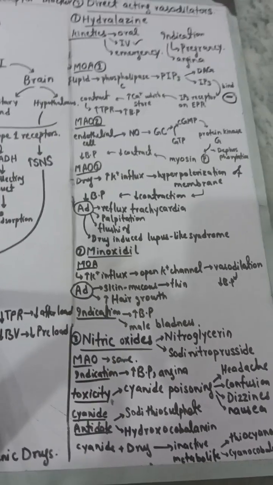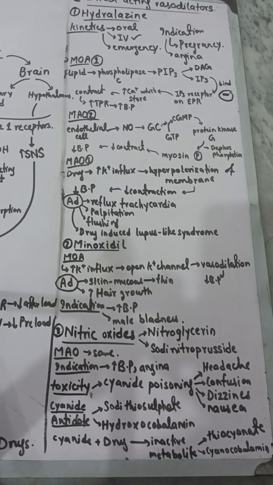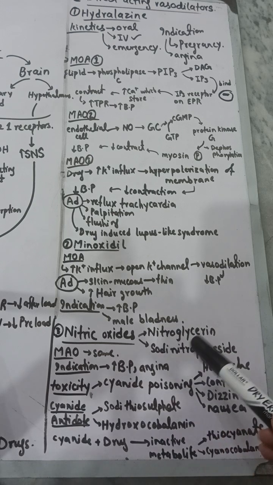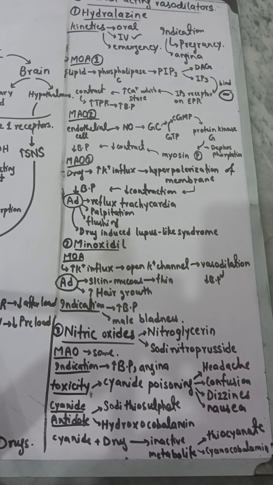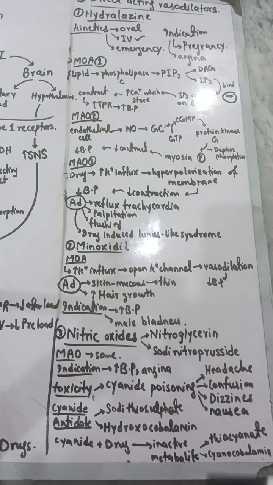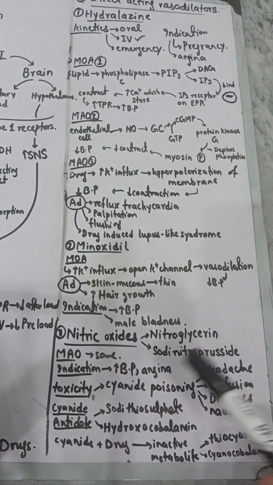The last drug classification is organic nitrates. They can also be given in the case of angina. Two drugs are here, nitroglycerine and sodium nitroprusside. Nitroglycerine cannot be given through the IV route. It can only be given through the sublingual route because of its poor absorption.